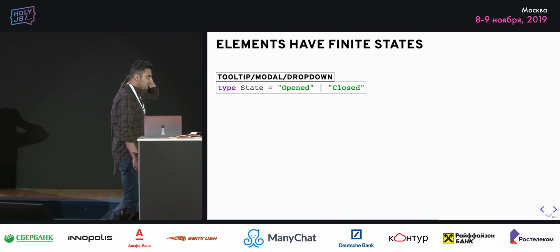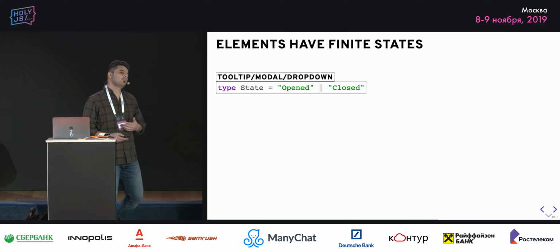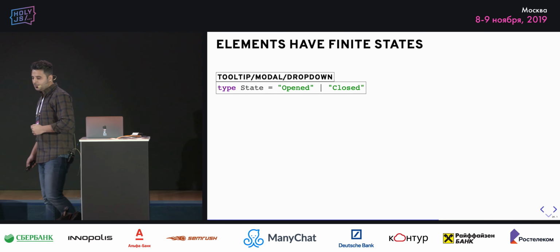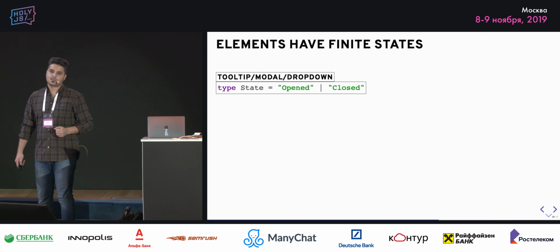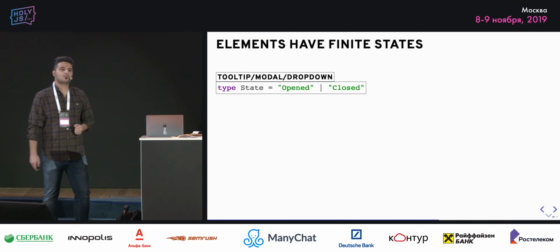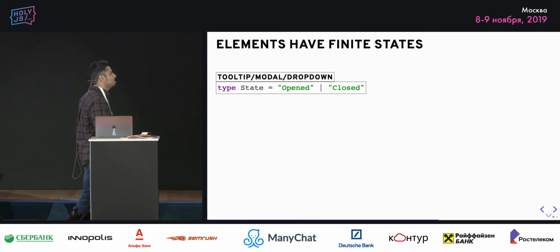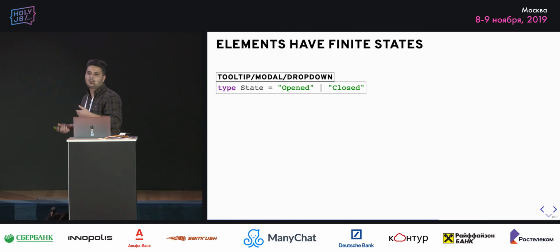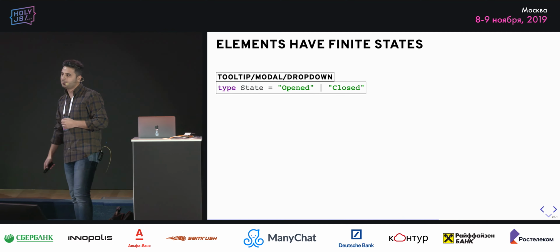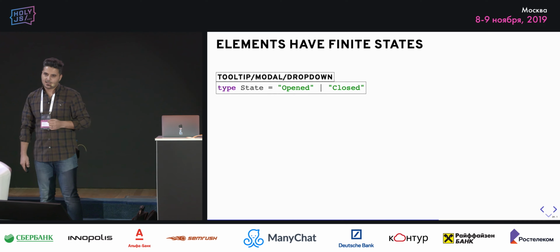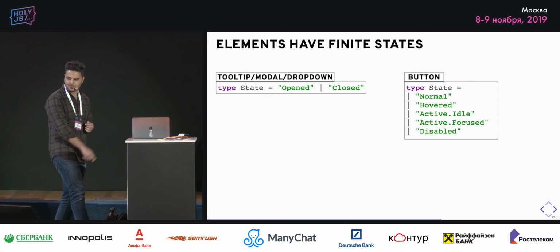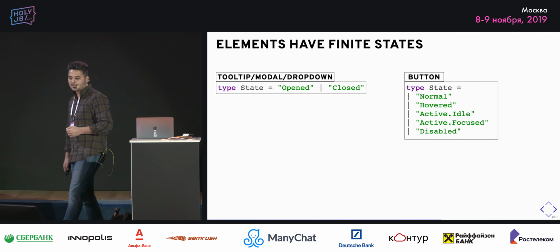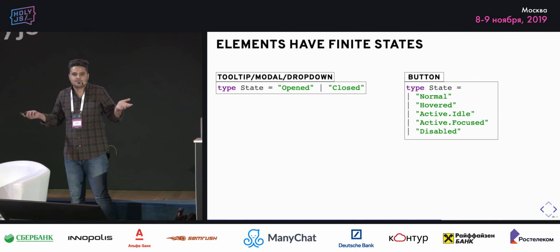But once you get used to thinking about finite states and explicit states, it's quite addictive. You would soon realize that finite states are everywhere in practically most of the interactive elements you use in day-to-day UI development. Any sort of popping out and popping in elements, such as tooltips, modals, popovers, dropdowns, these always carry a finite state of opened or closed. Buttons are state machines. They have normal, hovered, active, active focus, and disabled states.